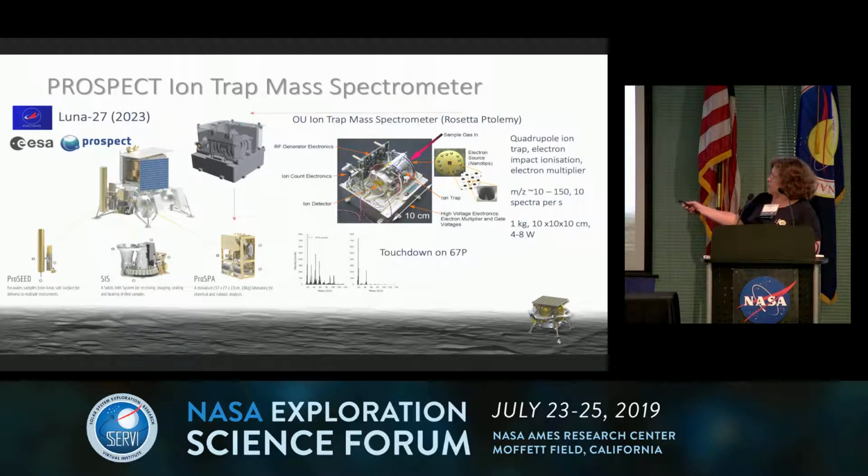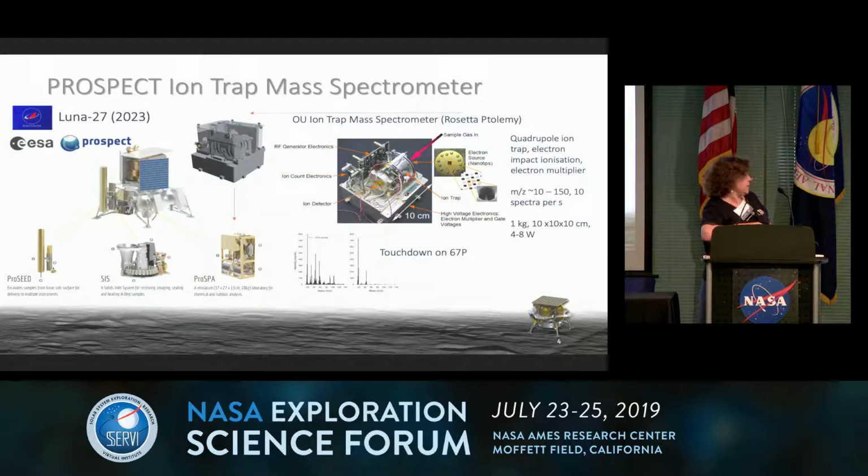So this is a partnership between ESA and Russia for Luna 27, and this Prospect is a payload element that's an add-on to the side. So here's Luna 27, the lander, and here's the Prospect package that's sort of hanging on to the side here. And this package is made up of three things. It's got a sampler, like a drill that samples. It's got an inlet system. This is similar to what you might see on Curiosity on SAM. And then it's got ProSPA, which is an analysis package.